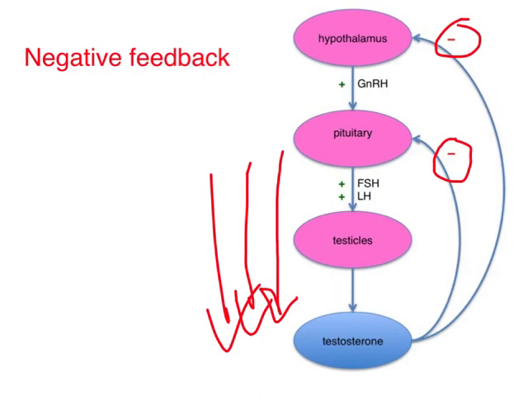So in this case, once the product gets to a particular level where the body wants it to be, we don't want to make any more of it. So we stop the production of those two hormones, which of course then stops the production of testosterone. That in a nutshell is male hormonal control of fertility.